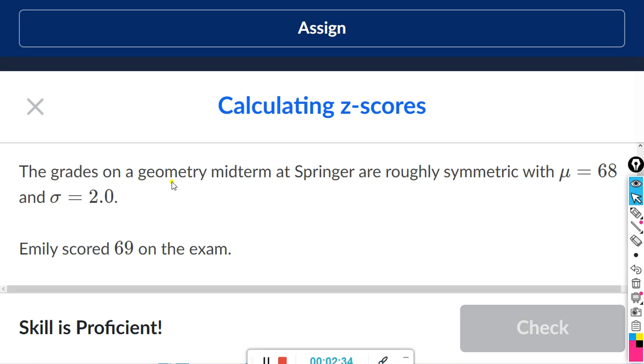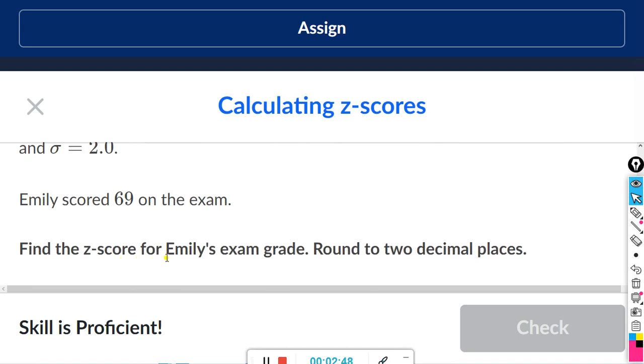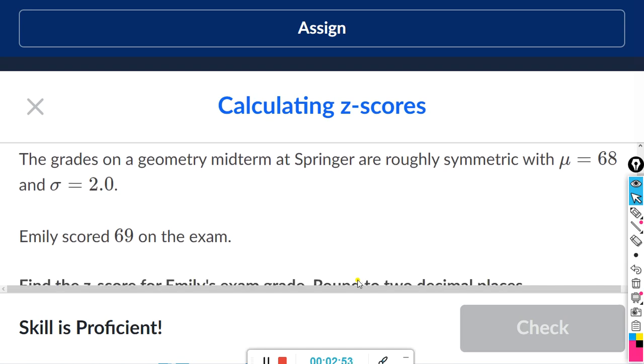All right, the grades on a geometry midterm at Springer are roughly symmetric, with mu, or the mean, equals 68, and the standard deviation is 2.0. Emily scored 69 on the exam. Find the z-score for Emily's exam grade and round to 2 decimal places. The reason they told us that the scores are roughly symmetric is, like I said before, you want to apply the z-score when there's a normal distribution.